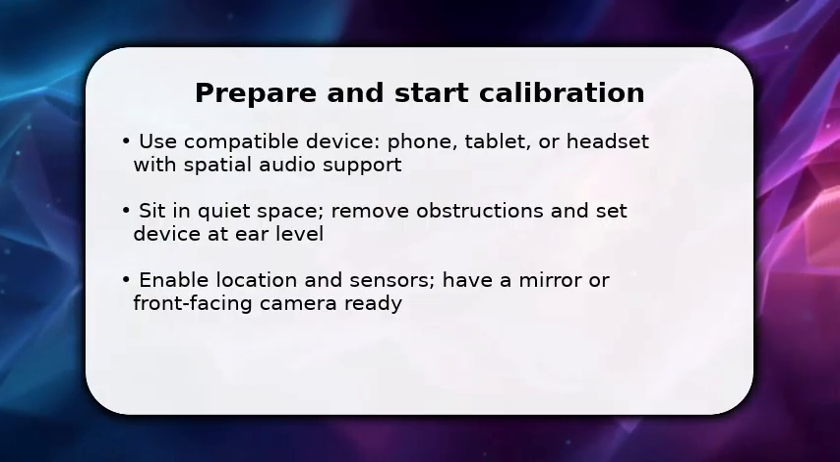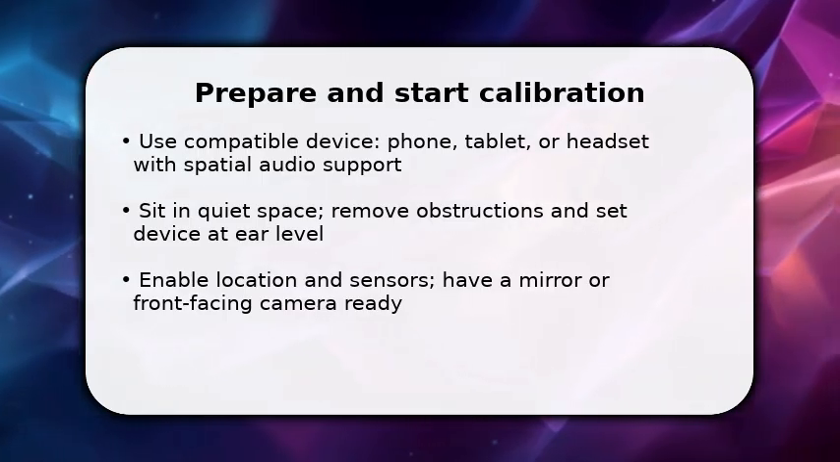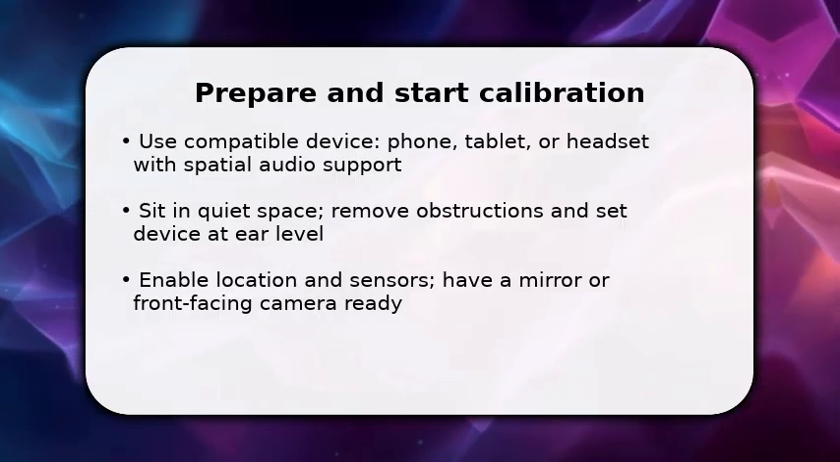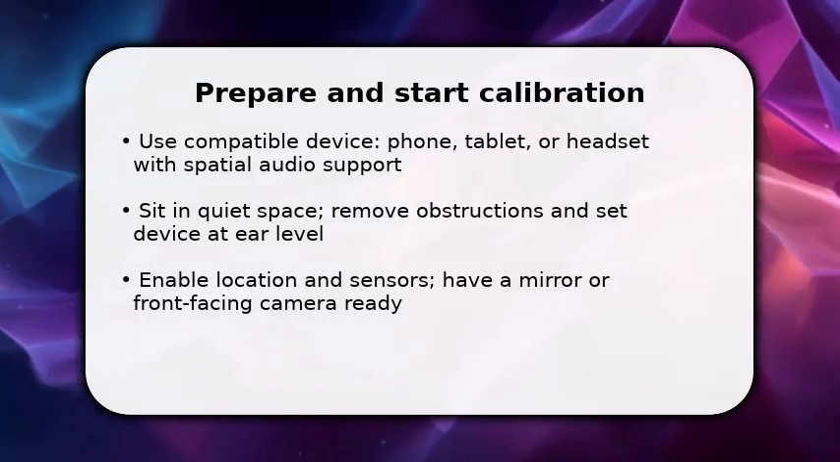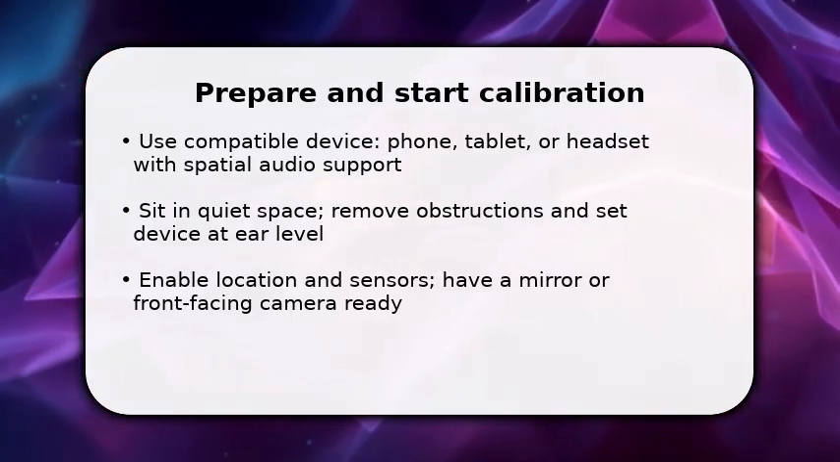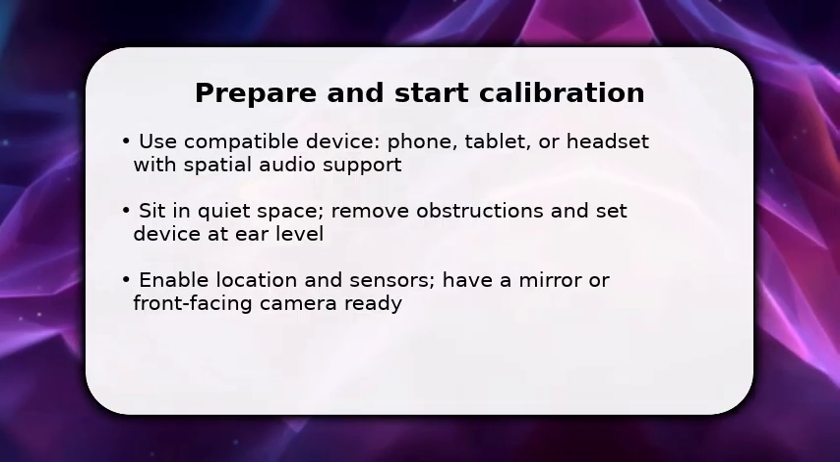You begin by opening the Spatial Audio Personalization tool on your device. Choose the headset or built-in speakers you will personalize and position the device at ear height. Make sure sensors, camera, and location are enabled so the app can measure head-related cues. Once done, follow the on-screen prompt to keep still for a quick baseline capture.